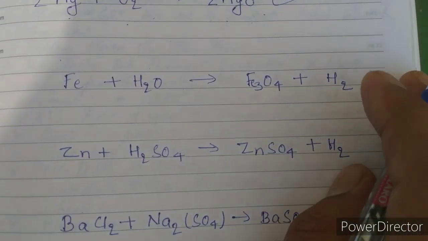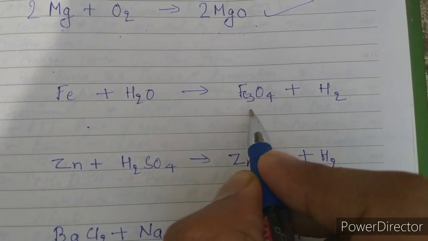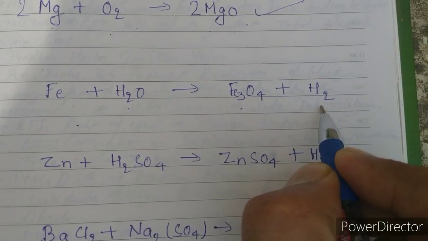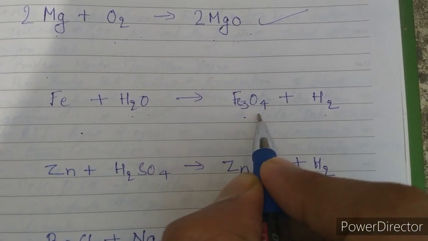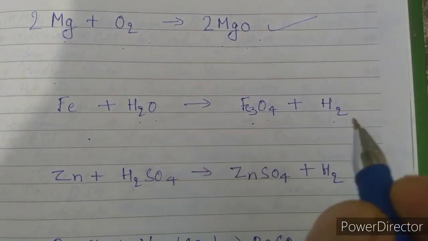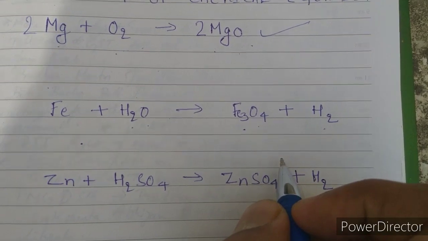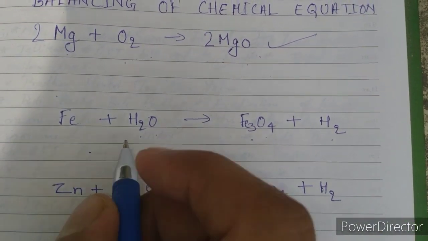Now let's move to this. Fe, 1 iron is here, but here there are 3 iron. H2, 2 hydrogen, balanced. Oxygen 1, and here it is how much? You can see it is 4. So we need to balance it again. Let's balance the oxygen first.